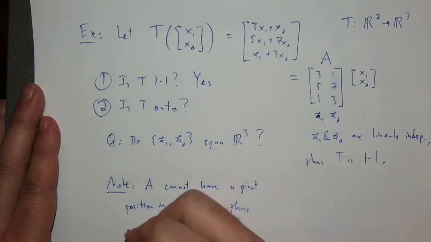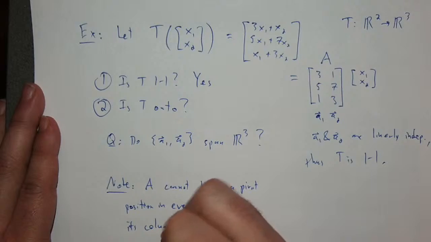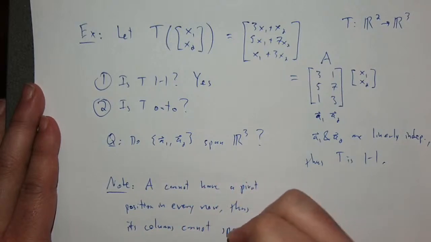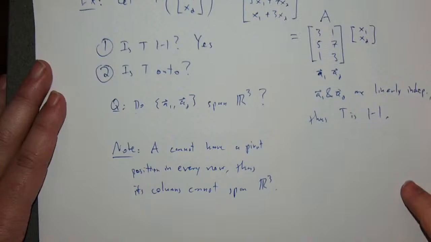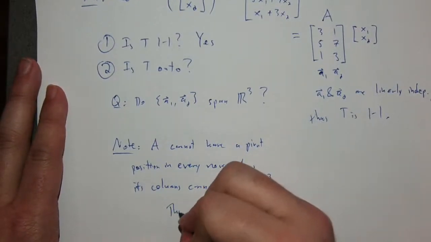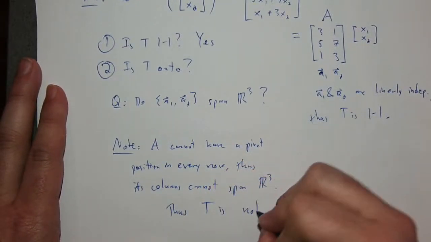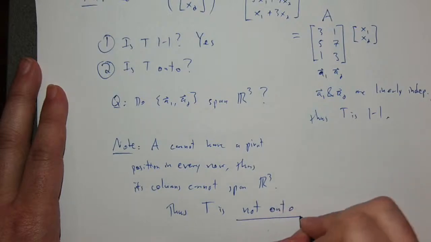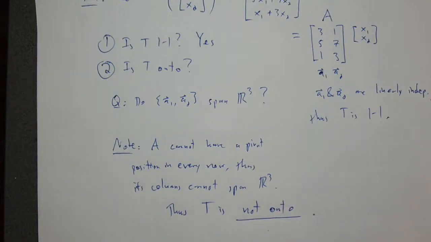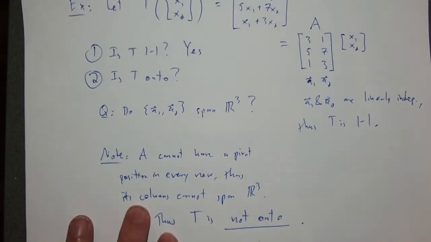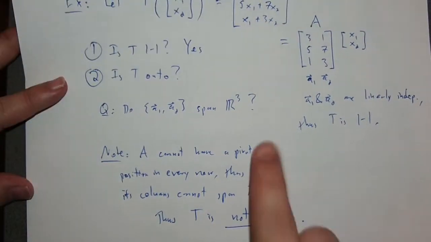Thus, its columns cannot span R3. Thus, T is not onto. Okay, so that's an example of how to use these things. Questions? I don't see any, so I will move on. But that's how this goes.